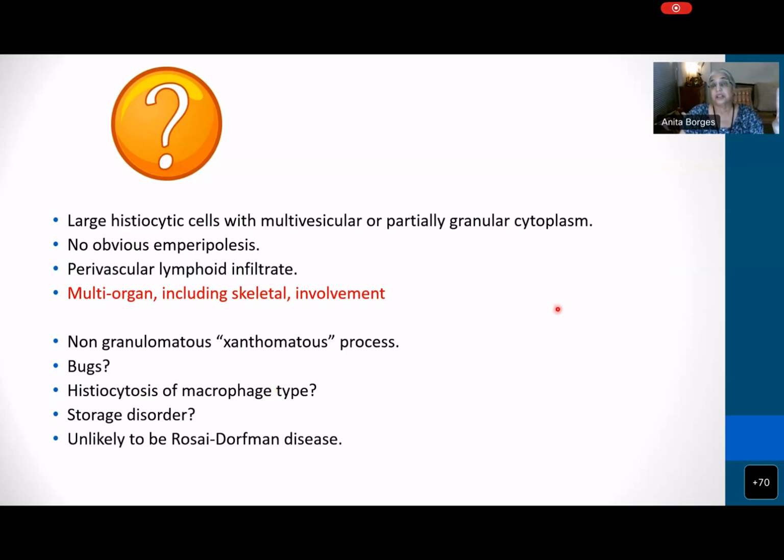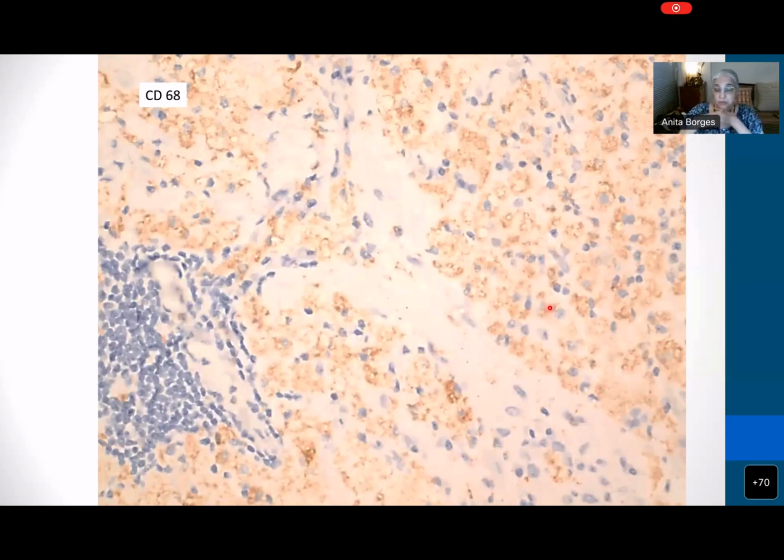Now that could have multi-organ involvement. Yes, it could. But now you know the age of this patient, right? At this age, you wouldn't get a storage disorder coming up. And it's not likely to be Rosai-Dorfman disease because there is no emperipolysis. Then you do some histiocyte markers, and what do you see? CD68. Yes, it is there. All the granules are there in the cytoplasm of the cells. It's not just outside, like we saw in the last case.